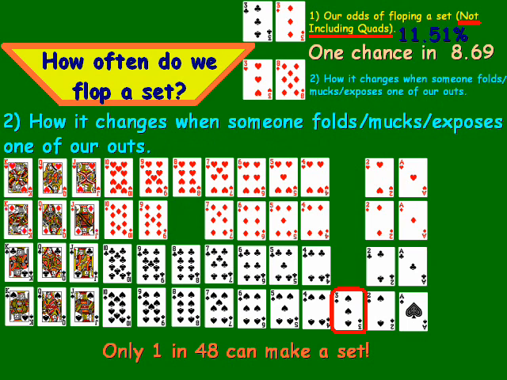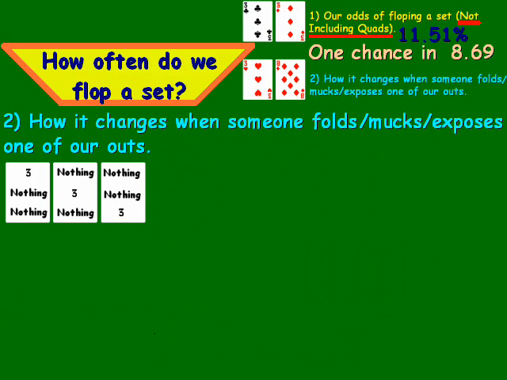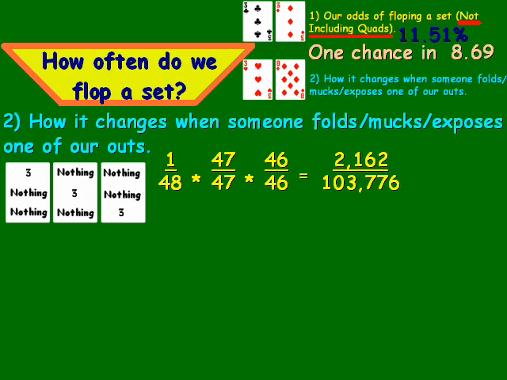So we've got to do a bunch of math to figure out where we're at. I explained most of the math in the first one, so in this one we're just going to start out with the equation here. Look at how many different ways we can flop a set. There's a 3-0-0, 0-3-0, and 0-0-3. For the first component, the 3-0-0, we have these fractions here. We multiply the top numbers, 1 times 47 times 46, which comes out to 2,162. We multiply the bottom numbers together, 48 times 47 times 46, and that comes out to 103,776. We divide that fraction, and that gives us a total of 2.08%.